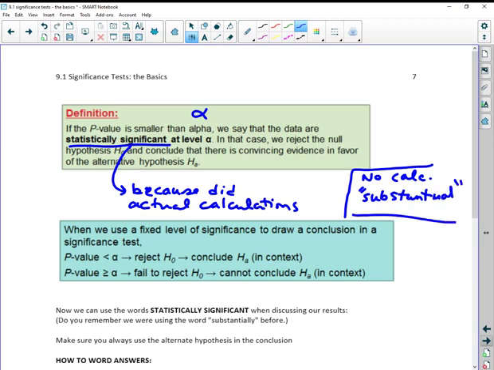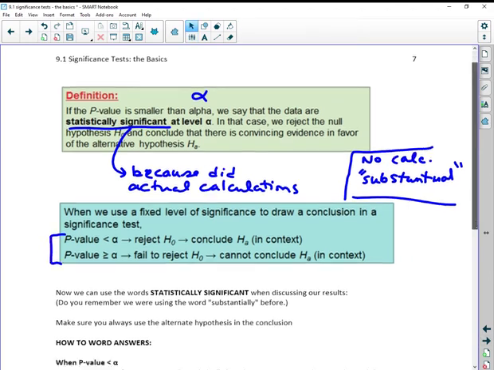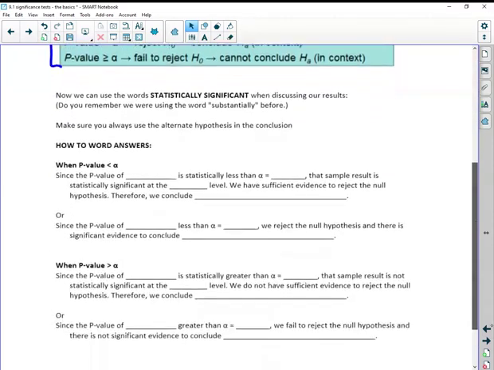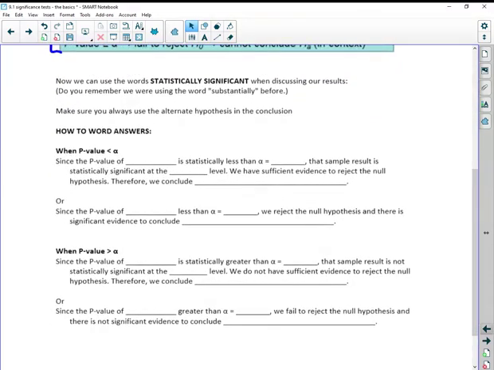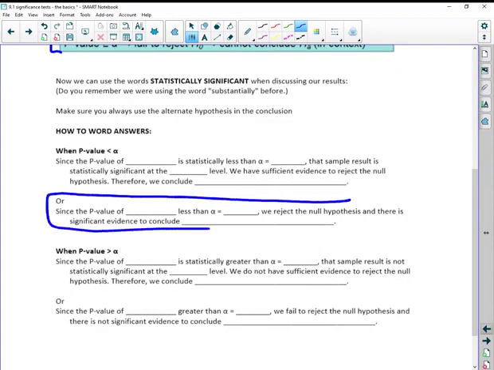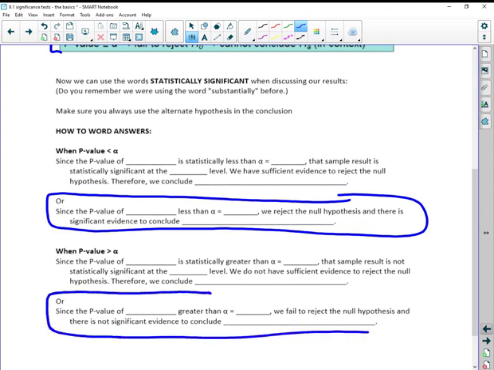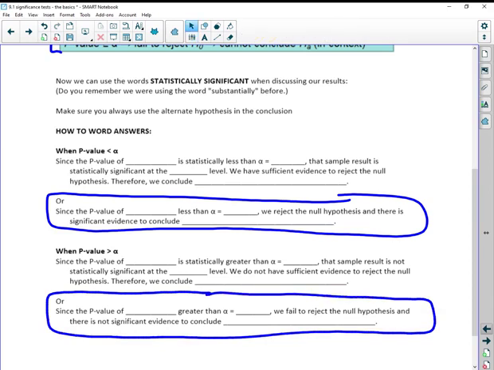But anyway. Okay, so when we use a fixed level of significance to draw a conclusion, here's our same from the last page. And here's some wording. My wording, you'll see that I definitely write this one more often. Maybe it's a little shorter, so that's why. And then I definitely write this one more often, but you can read the two different wordings from the book.